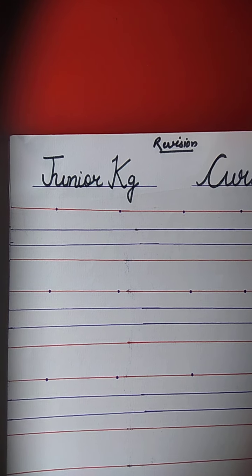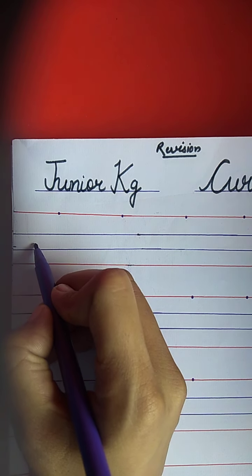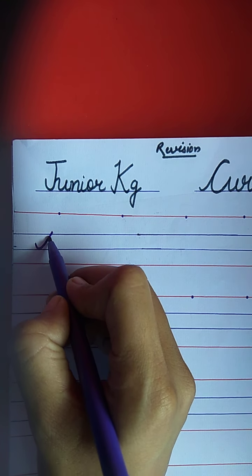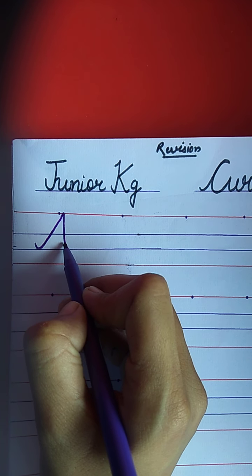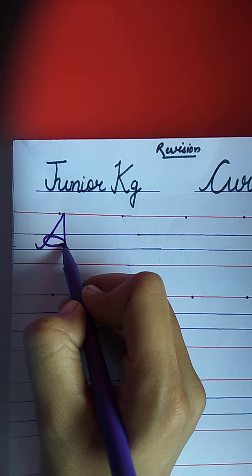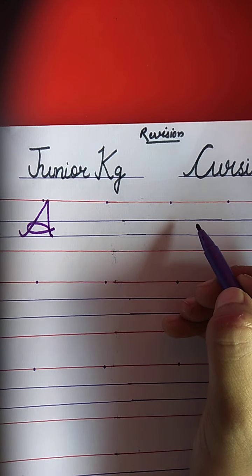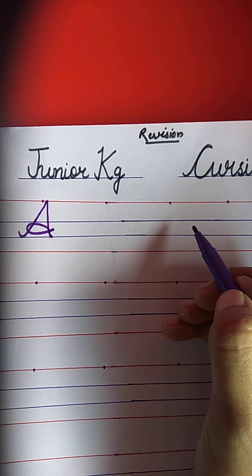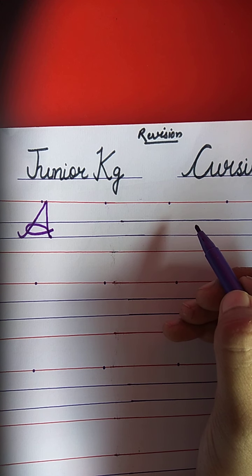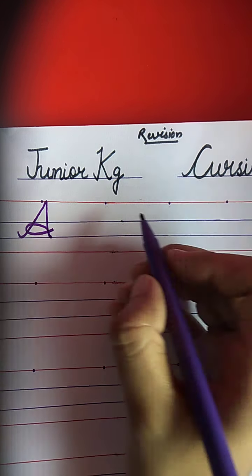Now see here, first letter is A. A for apple. Now draw with me. Draw a slanting line. One more slanting line. And last a loop between these two lines. A for apple. What is the spelling of apple? A P P L E. Apple. Now the next letter is B.